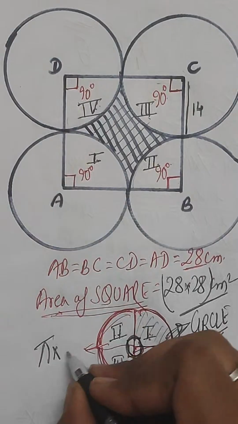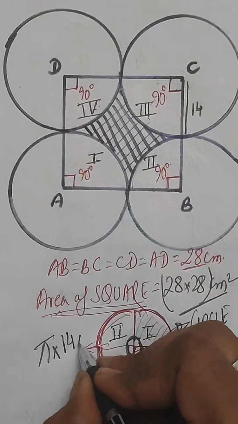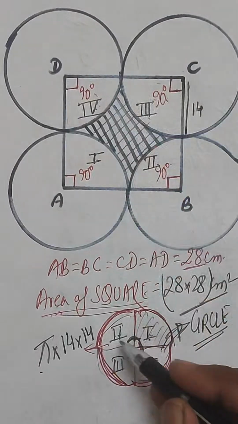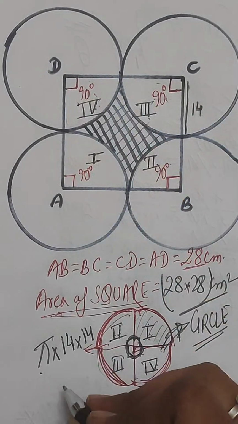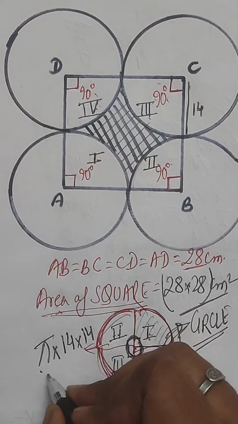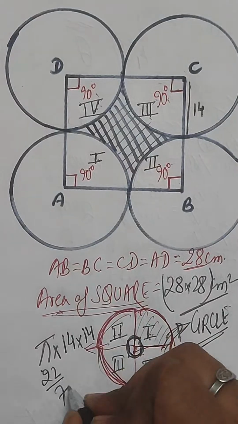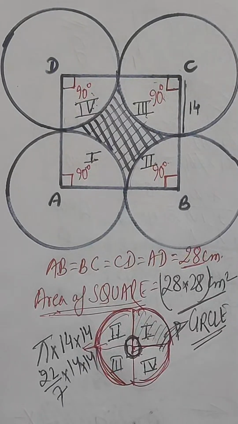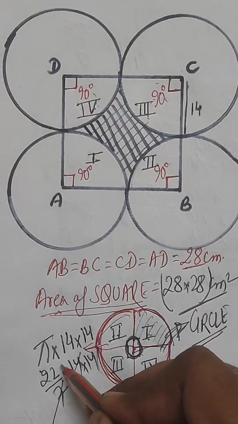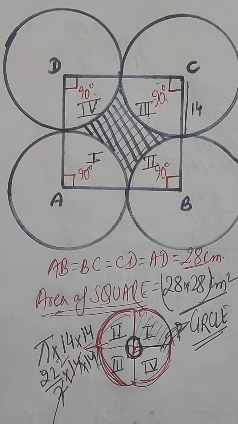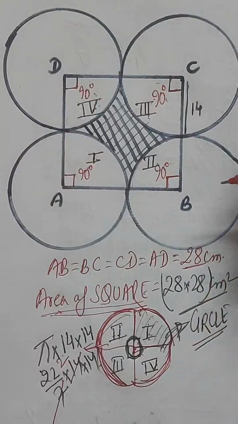So pi into r square, that is 14 square. So 14 into 14 centimeter square is the area of all four sectors 1, 2, 3, 4. I'm now writing it down. Here pi is 22 by 7, so 22 by 7 into 14 into 14. The 7 will cut one 14 two times, so this is 22 into 28. So the complete area of the circle will be like this.